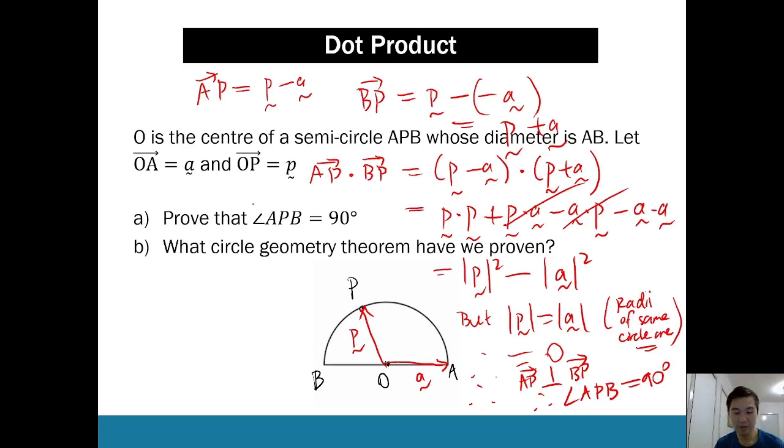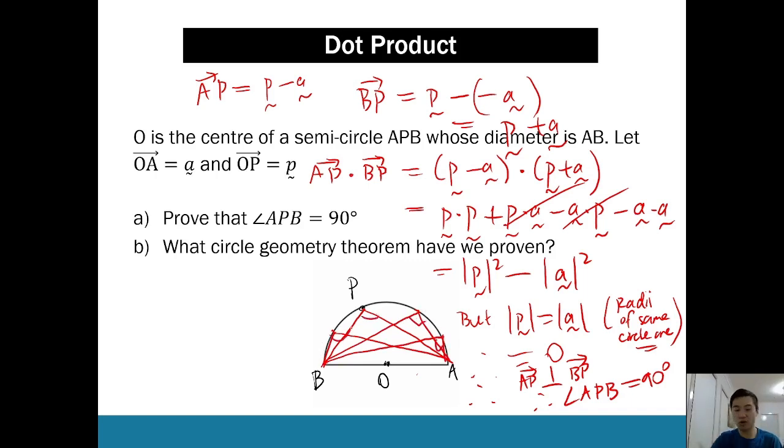So for part B, they're asked what circle geometry theorem have we proven? Basically, P is just any point here. It's basically saying that in the semicircle, this is 90 degrees, APB, but P could have been any point on this semicircle. It could have been here or here. Basically, no matter what you do, you're going to get right angles.